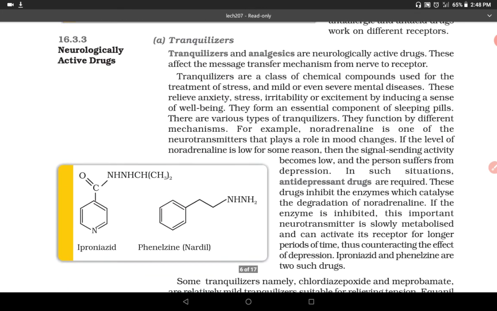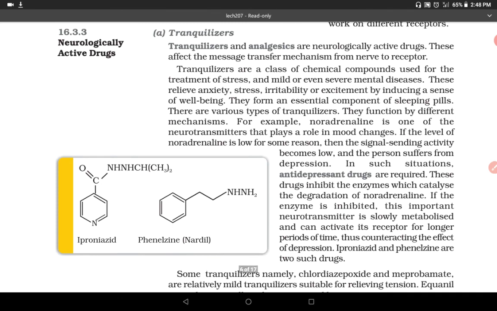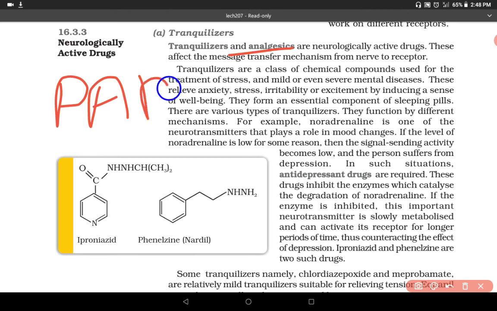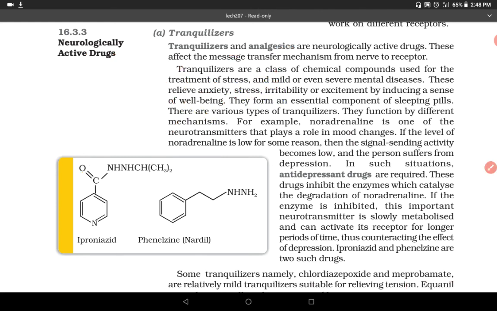Next is tranquilizers. These are very important. Tranquilizers and analgesics. We already learned about analgesics. Antiseptics are used in the killing of microorganisms, bacteria. Tranquilizers and analgesics are neurologically active drugs. These affect the message transfer mechanism from nerve to receptor.